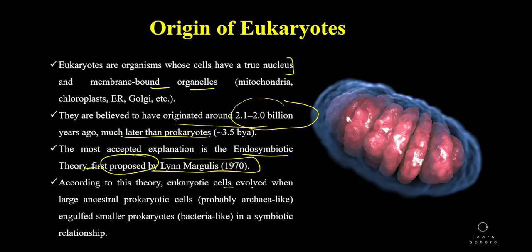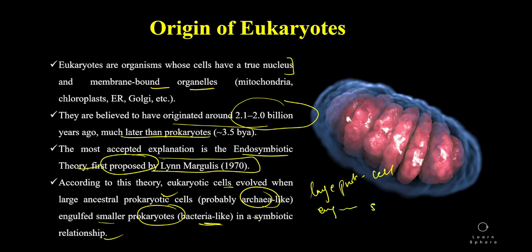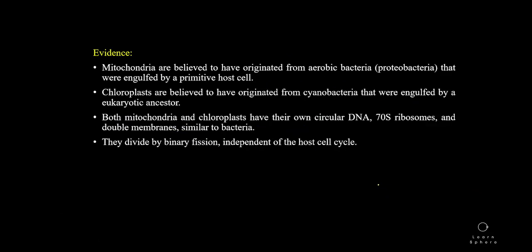According to this theory, eukaryotic cells evolved when large ancestral prokaryotic cells, like archaea, engulfed smaller prokaryotes, bacteria-like, in a symbiotic relationship. Okay, when a large prokaryotic cell engulfed smaller prokaryotes, these were the evidences: mitochondria are believed to have originated from aerobic bacteria or proteobacteria that were engulfed by a primitive host cell.